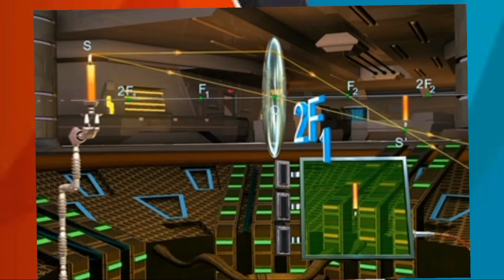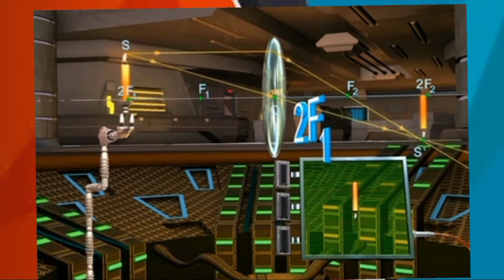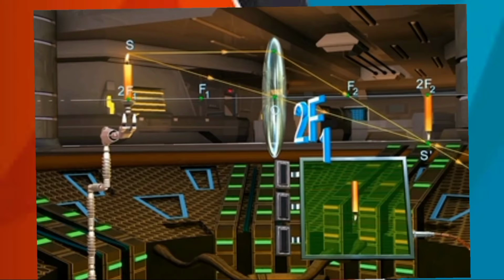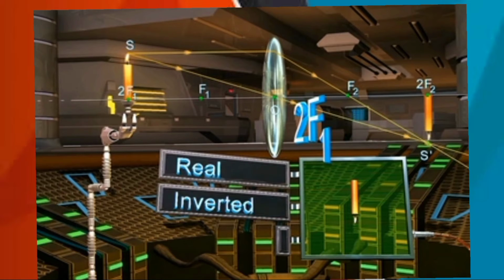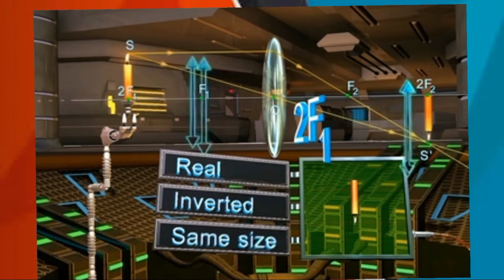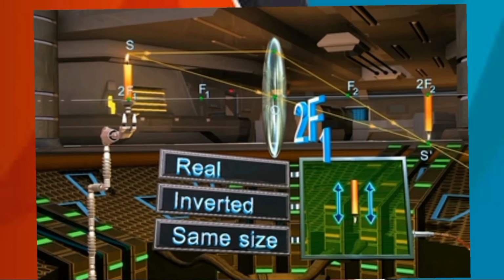Bringing the object closer and placing it on point 2f1 causes the image to move further, and it can now be seen at point 2f2. Here also, the image is real and inverted, but its size is the same as that of the object.